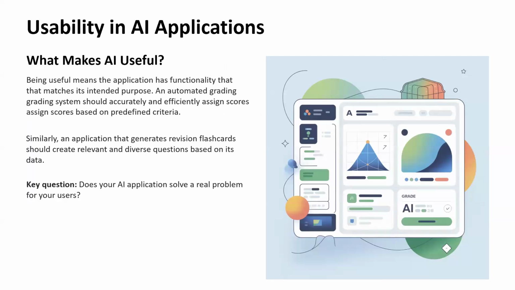Usability in AI applications. What makes AI useful? Being useful means that our application can serve the desired purpose, whatever it was designed to do, whether it is generate courses, write letters, send emails, whatever it was designed to do, it needs to solve that real world problem, right?